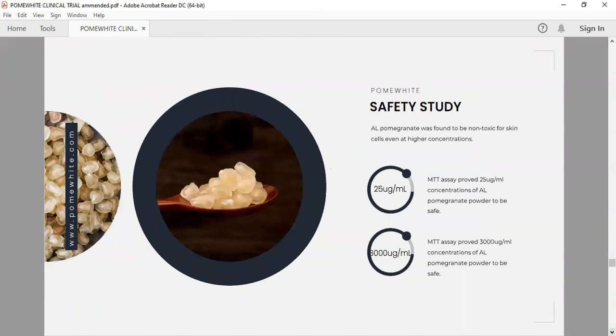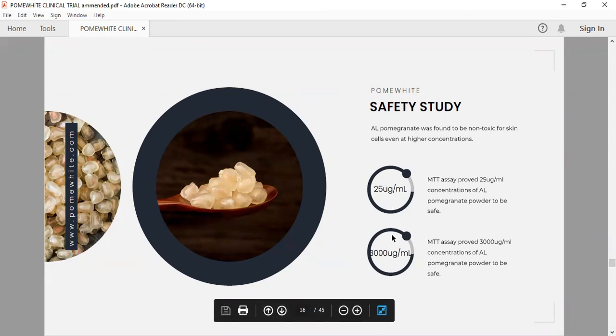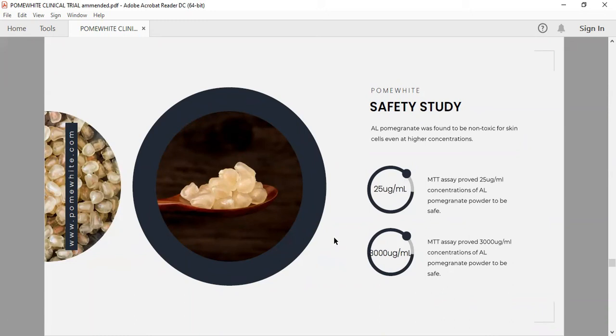The safety study for in vitro studies is from 25 microgram per ml to 3000 microgram per ml, which is 3 mg per ml. These were proved with the help of cytotoxicity testing by the MTT assay protocol.